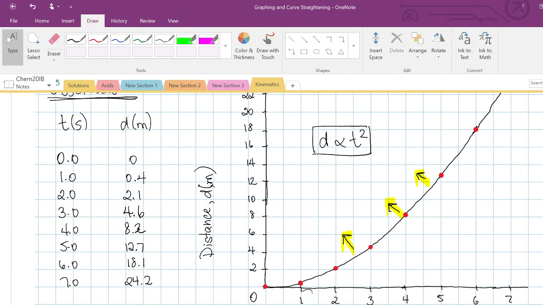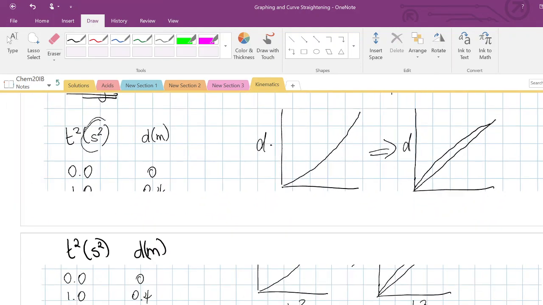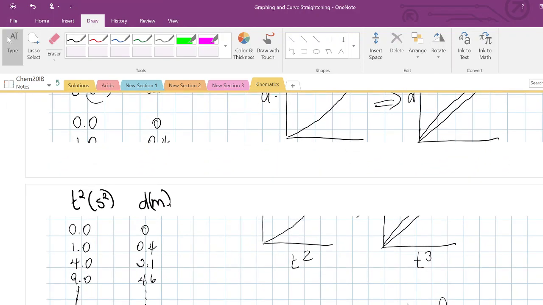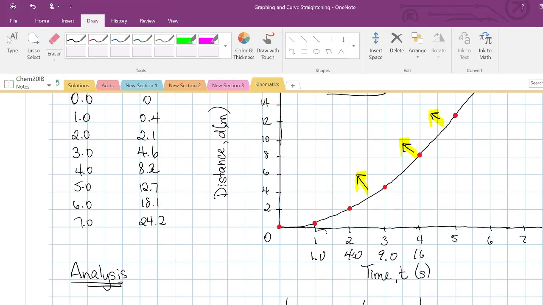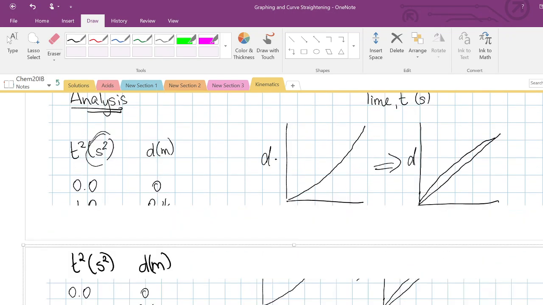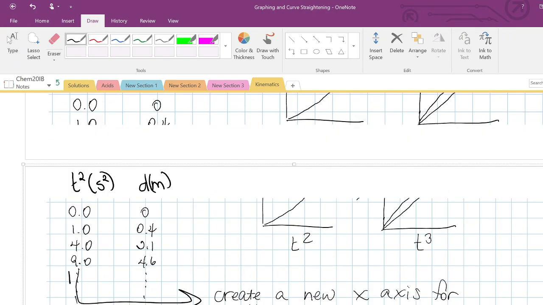So if I square 0, I get 0. If I square 1, I get 1. If I square 2, I get 4. I square 3, I get 9, right? I'm going to do that for all of them. So I've got 0, 1, 4, 9, and I continue going. Okay, and I'm actually going to do this for you. I don't have it done in the notes, but we're actually going to do this right now. So I've got 4 squared, which is 16. 5 squared, which is 25. 6 squared, which is 36. And 7 squared, which is 49 seconds squared.